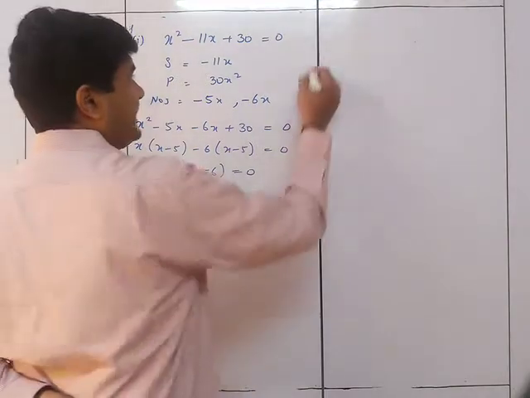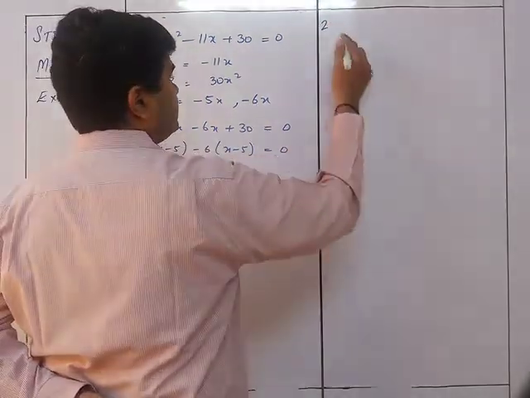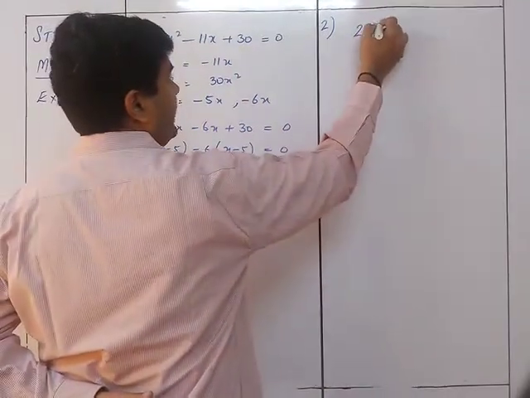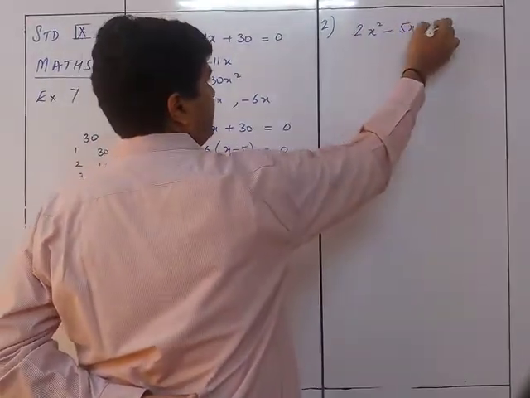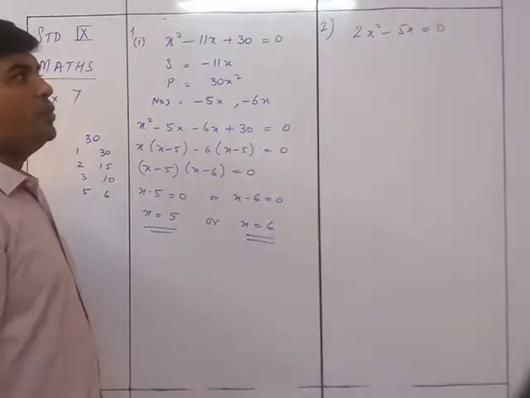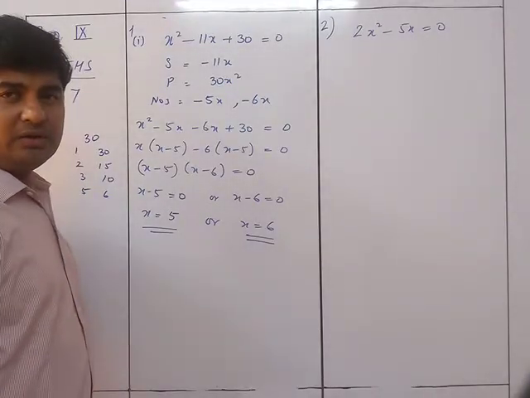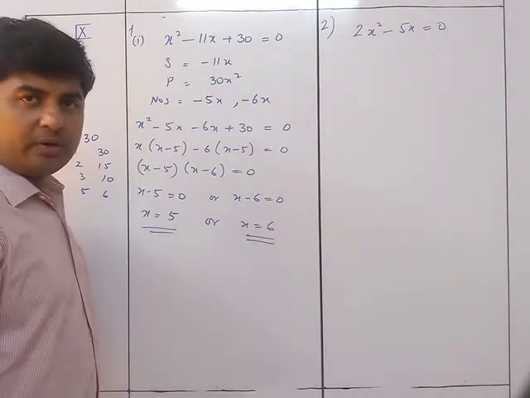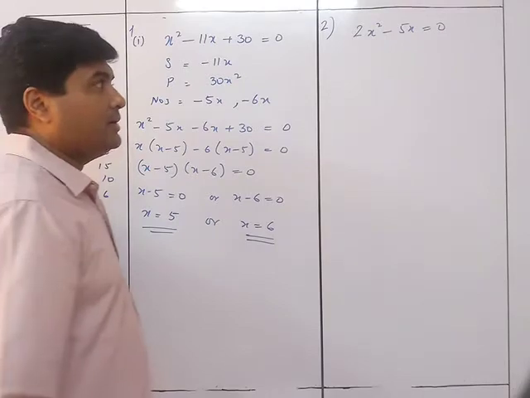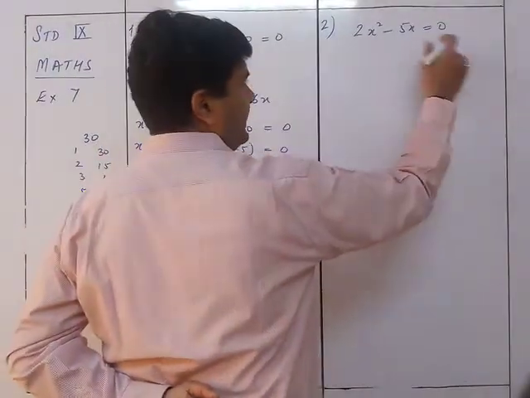We move on to the second sum. It is 2x square minus 5x equals 0. You can see that you do not have a third term over here, so don't bother about it. Better to take out the common factor directly from here. So let's start. There is no splitting required.